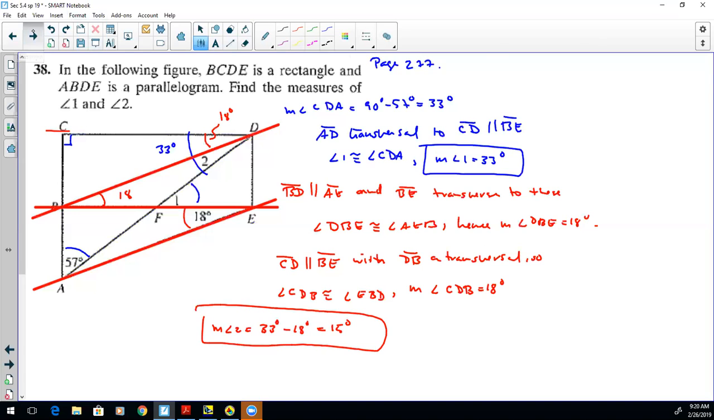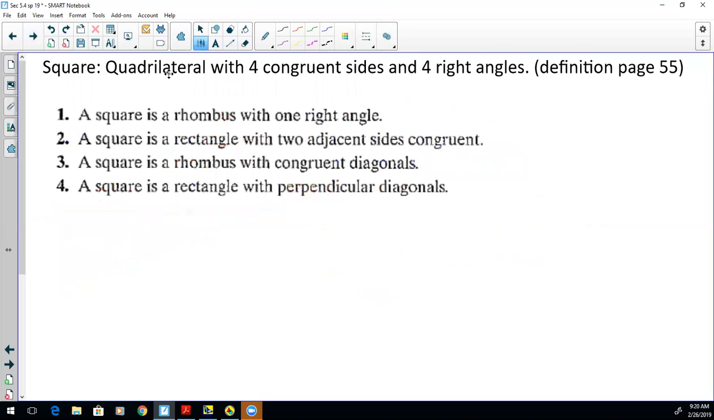Okay, let's talk a little bit about squares. If you go back to chapter 2, that very first slide I had here, a square is a quadrilateral with 4 congruent sides and 4 right angles. Now, I'm not going to say a whole lot, but since a square is a rectangle, because it has 4 right angles, then it's a parallelogram, so it has all sorts of parallelogram properties. It's also a rhombus, so it has all the rhombus properties. It's a rectangle, so it has all the rectangle properties.